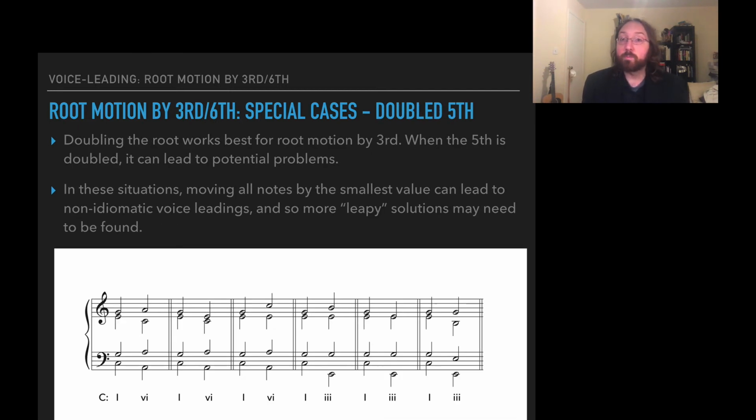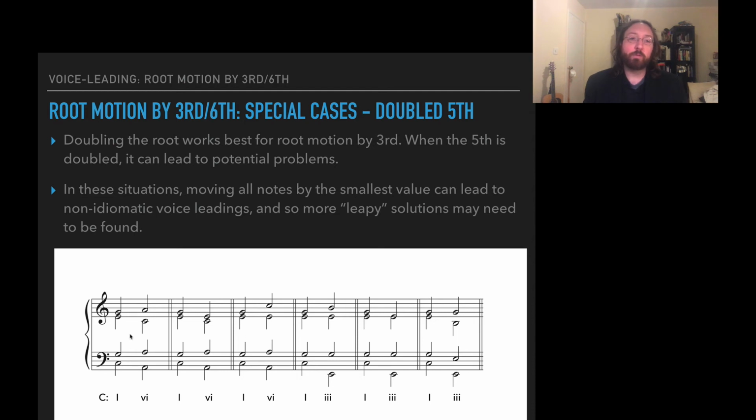Doubling the root works best for root motion by third. When the fifth is doubled, it can lead to some potential voice leading issues. In these situations, moving all notes by the smallest value can lead to non-idiomatic voice leadings. And so more leapy solutions may need to be found, where we have more disjunct rather than conjunct motion.